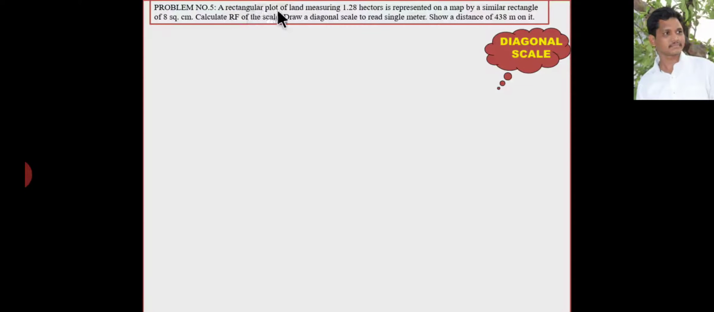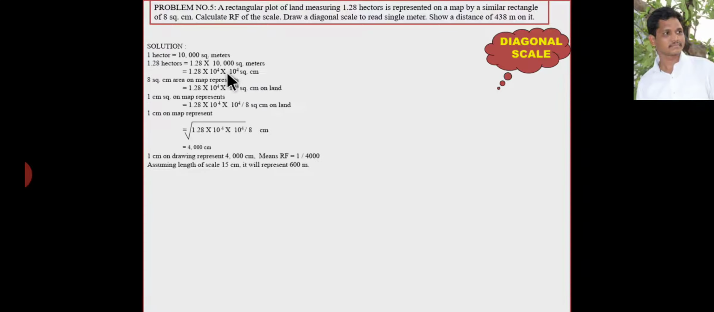Here a rectangular plot of land measures 1.28 hectares. So the actual size of the land is 1.28 hectares. It is represented on a map, that is the drawing size is 8 square centimeters. Calculate the RF. So first of all you have to calculate the value of RF. RF equal to drawing size divided by actual size.